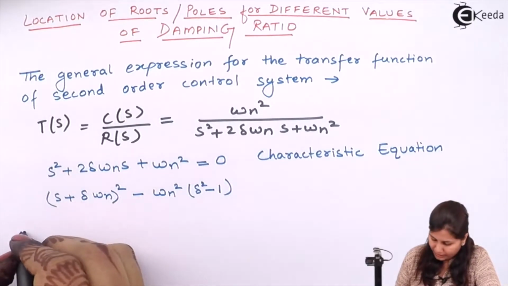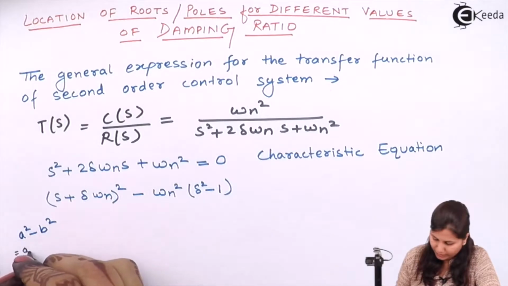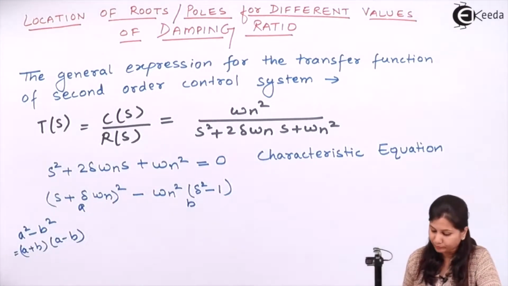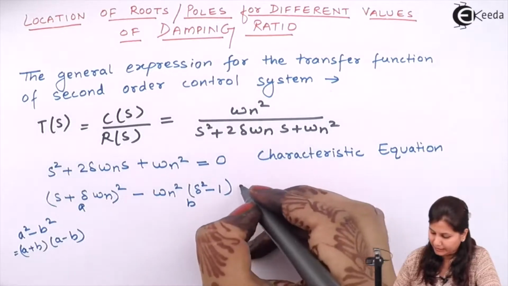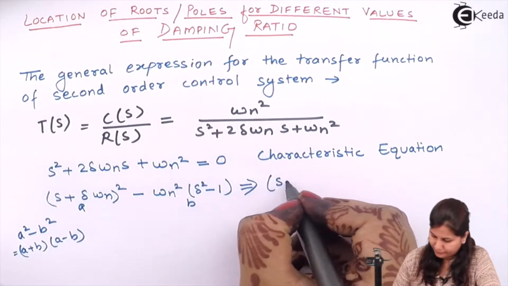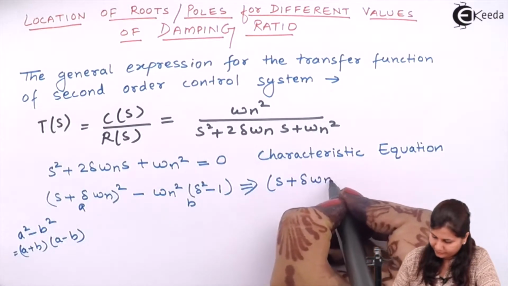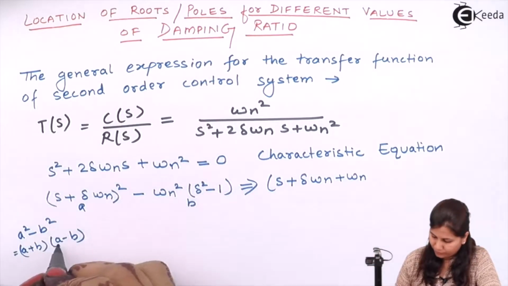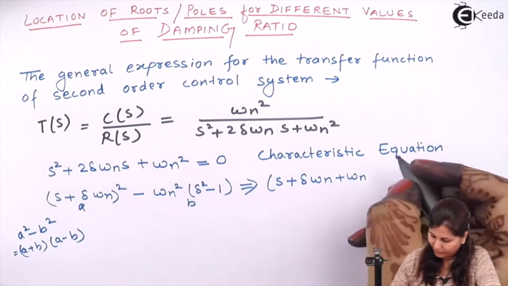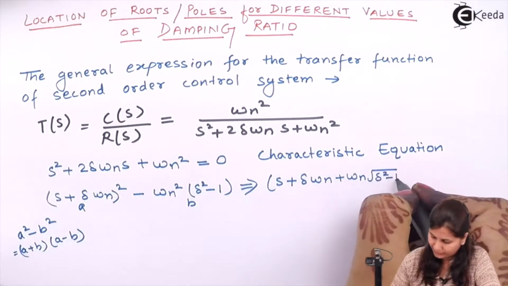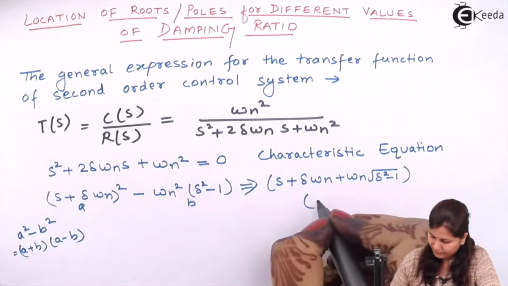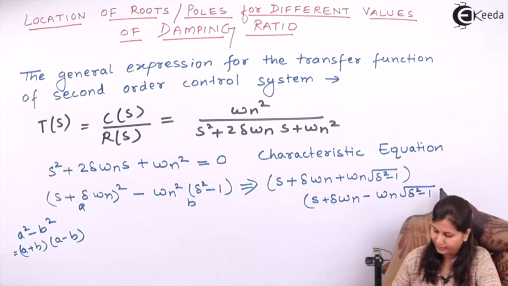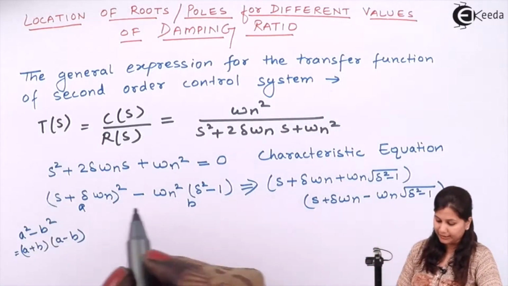Now this has become the formula a square minus b square. So it will be equal to (a plus b) and (a minus b), where this is a and this is b. So let's write it in the a plus b and a minus b form. We will have s plus delta omega n plus omega n under root of delta square minus 1, as this is the square form, so b will be omega n under root of delta square minus 1. And a minus b will be s plus delta omega n minus omega n under root of delta square minus 1. I hope you have understood it, that it is a and it is b.